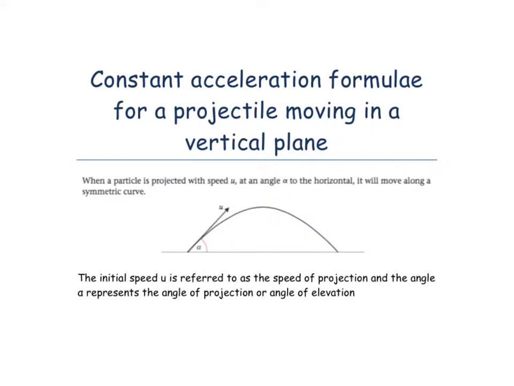Now, when a particle is projected with a speed u at an angle of alpha to the horizontal, it will move along a symmetrical curve. And here we have an example of this. So we've got a particle at the start here, and if we fire it off with a speed of u at an angle of alpha, it will form this nice symmetrical curve where it starts from the horizontal ground, and it's curving round until it hits the ground again.